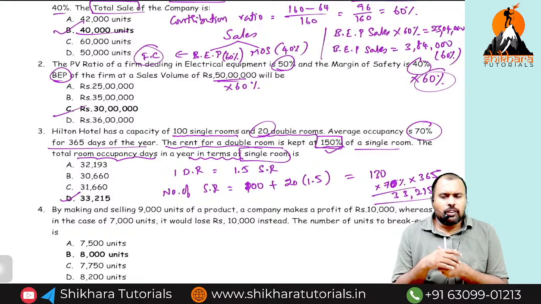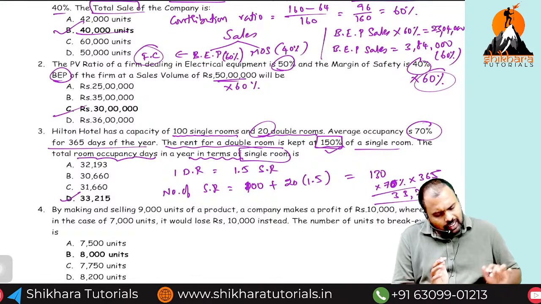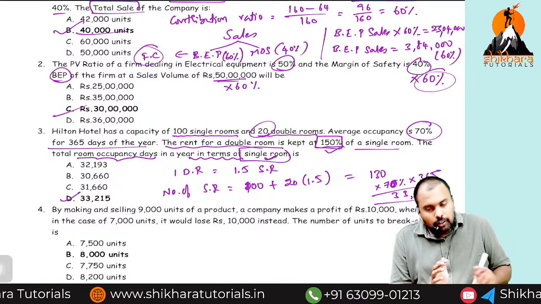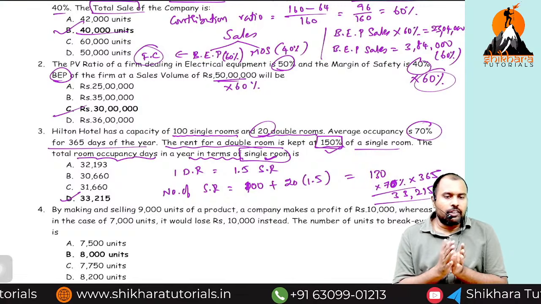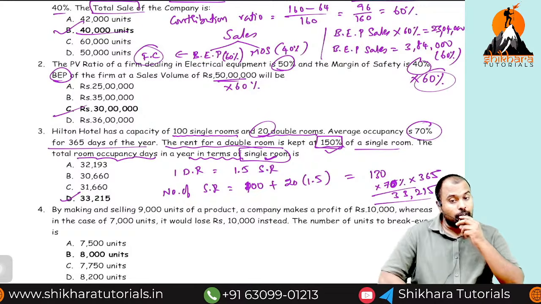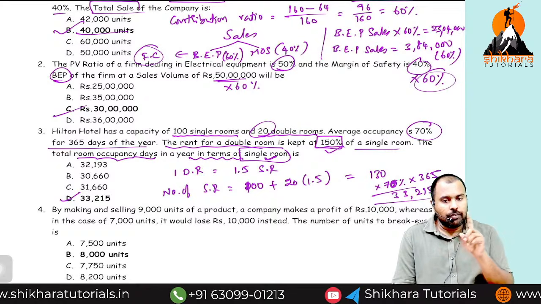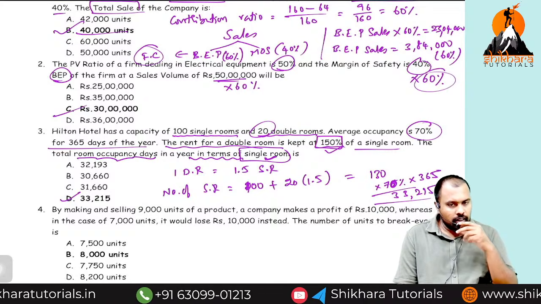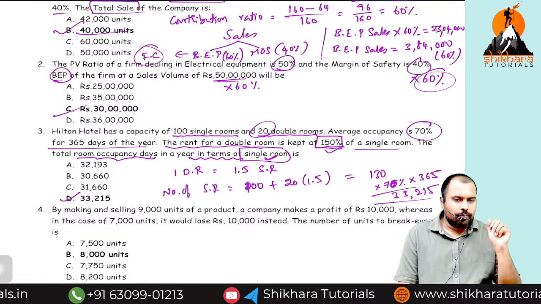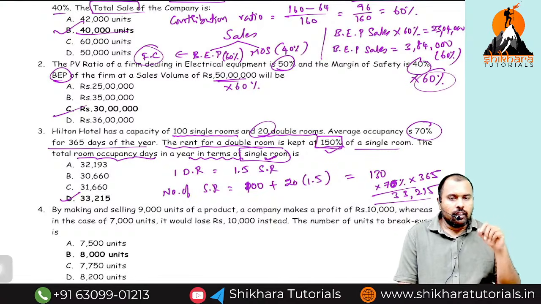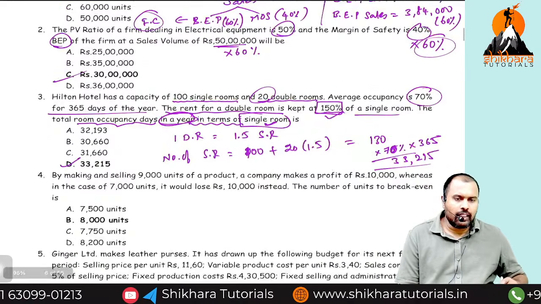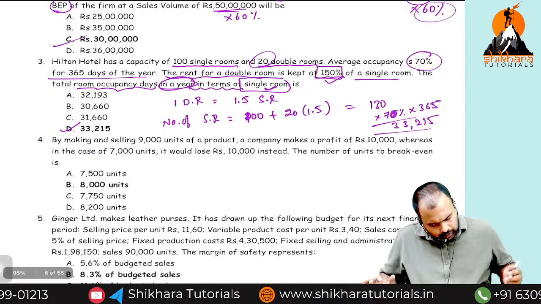This one, in service costing, we have already seen. Listen very carefully. What they are saying is the total room capacity in terms of single rooms, and that our average occupancy is 70%. So how many equivalent single rooms are there? One double room is equal to 1.5 single rooms, because 150%. So the number of single rooms is 100 plus 20 into 1.5, total 130, and our occupancy is 70% per day. They are asking for a year, so into 365, we get 33,215. Okay, next.